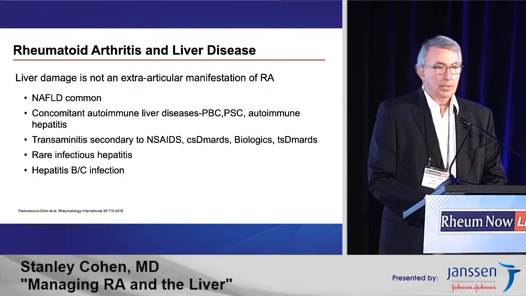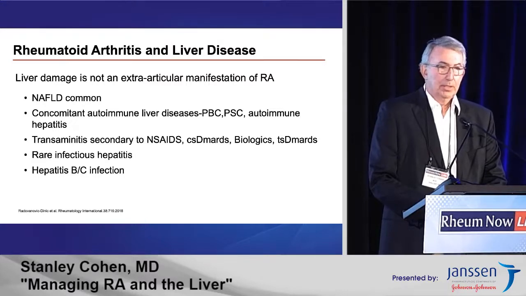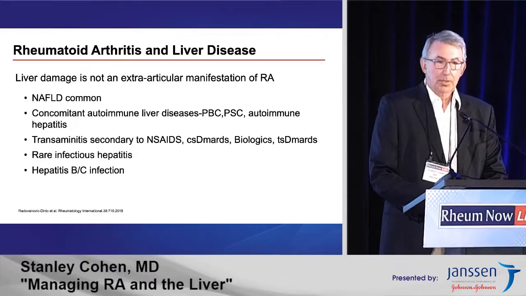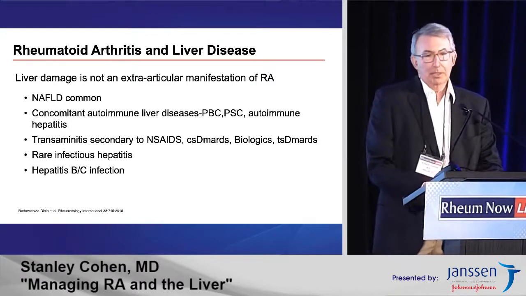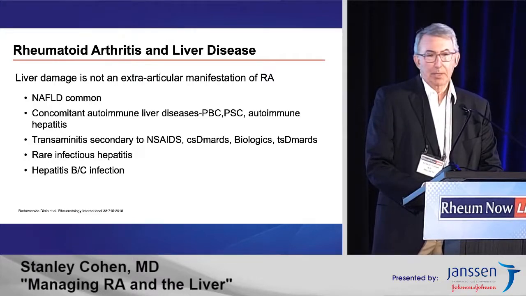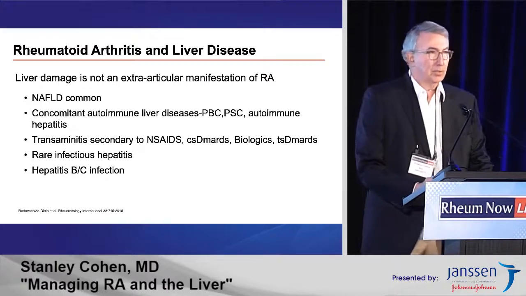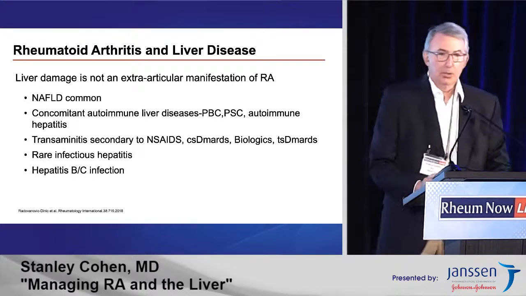What do we see in the clinic? Well, we see non-alcoholic fatty liver disease, which we'll talk about, concomitant autoimmune liver diseases, frequently transaminitis secondary to NSAIDs or other therapies. Rarely do we see, quote, infectious hepatitis such as viral CMV hepatitis, amoebic abscess, and then we'll talk in some detail about hepatitis B and to a lesser degree hepatitis C infection, which is now better controlled.